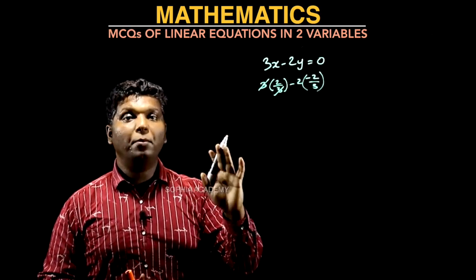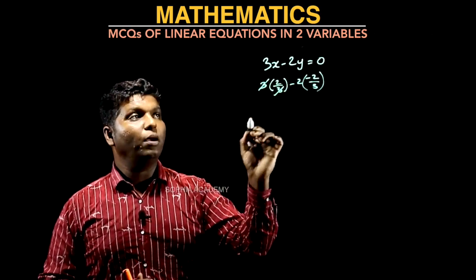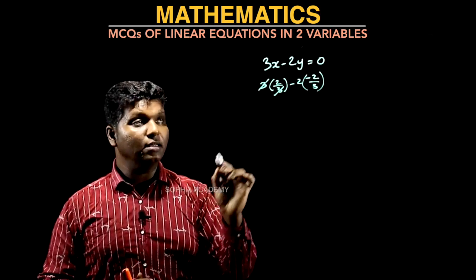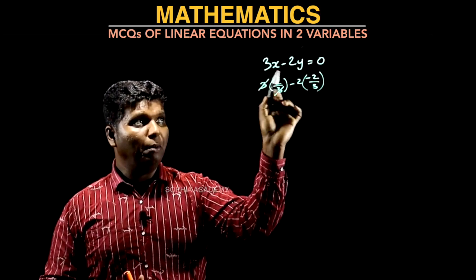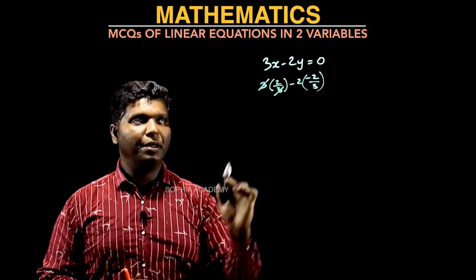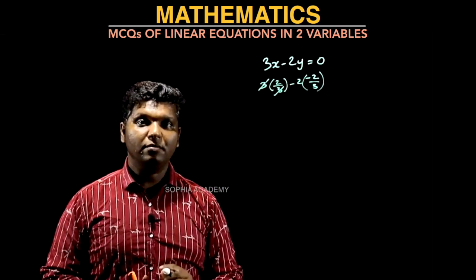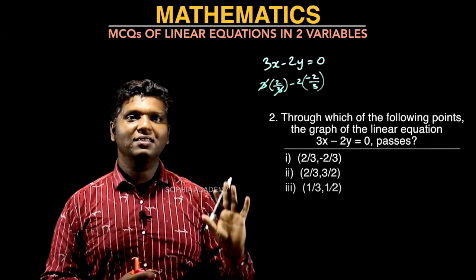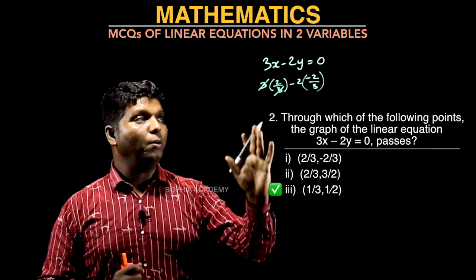Third option, 1 by 3 and 1 by 2. If you are bringing here 1 by 3, 3 and 3 will get cancelled. 1 will be remaining, right? 1 minus. Here if you are bringing 1 by 2, 2 and 2 will get cancelled, 1 also will be remaining. 1 minus 1, it's 0, right? So there it is. The third option, 1 by 3, 1 by 2 is the right answer.